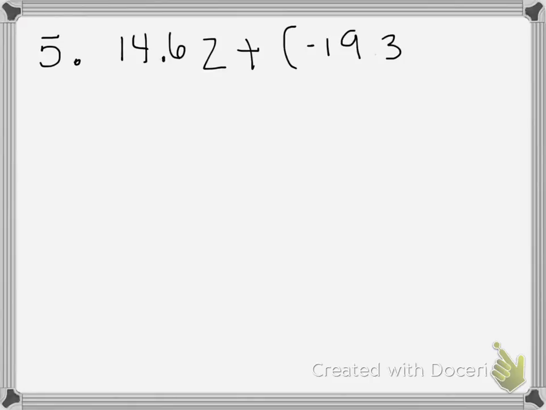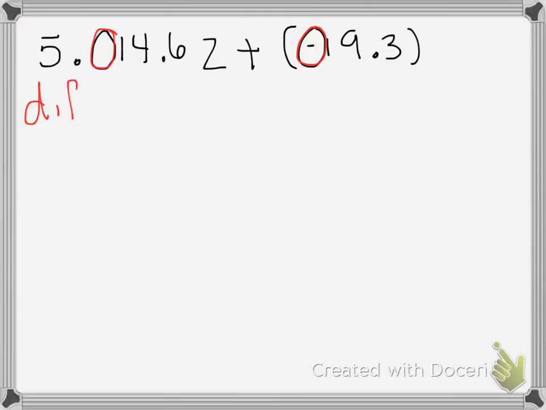Our next example, number 5. We have decimals. Love decimals. Decimals are just so fun. Think of them like money always. Ever have trouble with the decimal problem? Think of them like money. So we have 14.62 plus a negative 19.3. Not thirds, 0.3. The signs are not the same. One's positive, one's negative, which means they are different.